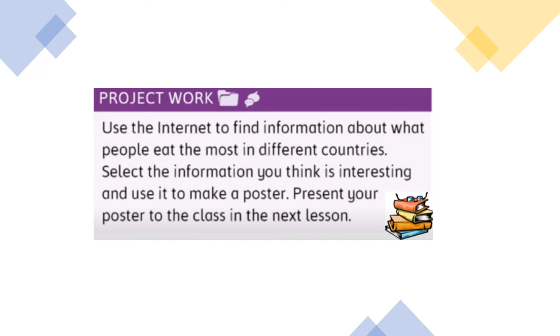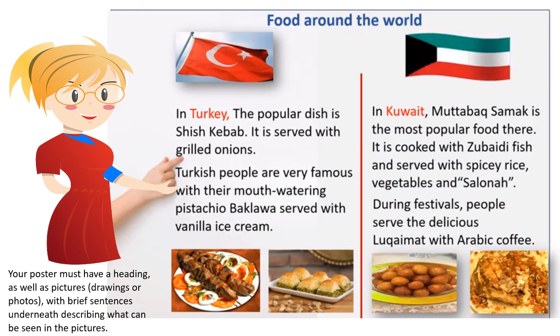I give you an example. You will find here in Turkey the most popular dish is shish kebab, and you bring a photo and you write two or more sentences like that one. It's also about Kuwait. So it's now your homework.